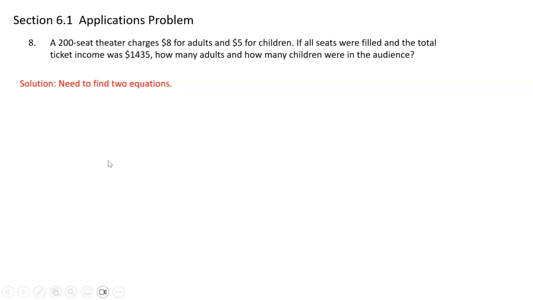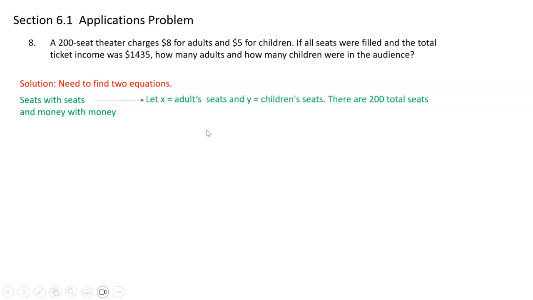We're going to do seats with seats and money with money. Okay, what does that mean, seats with seats? Here's what it means. Because adults are first, I'm going to let x equal adults. I'm going to let y equal children. And the total number of seats is 200. So with this information, we can get equation number 1, which will be x plus y equals 200.